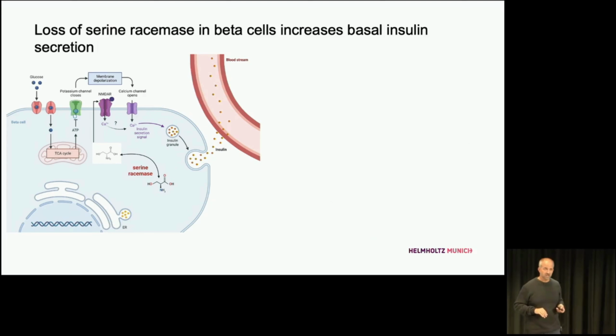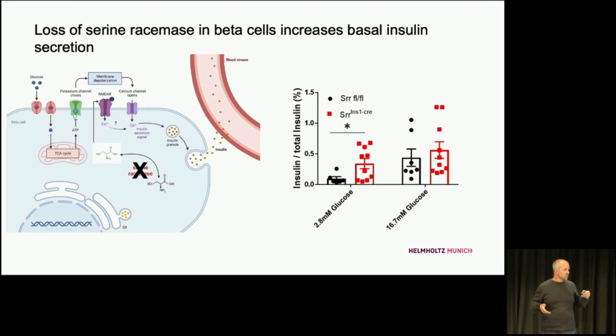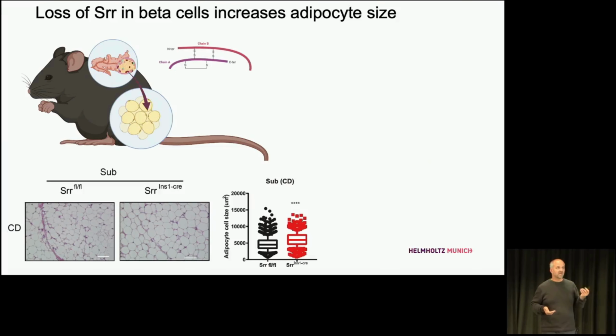And the reason why I mentioned this is because we stumbled over it when we wanted to study an enzyme in beta cells. It doesn't really matter for now what it is or what it does, but what we saw is that these mice have a basal hypersecretion of insulin. So there's no difference in glucose-stimulated insulin secretion, but there's just more leakage of insulin out of these beta cells. And this was enough to shut down lipolysis and induce hypertrophy.